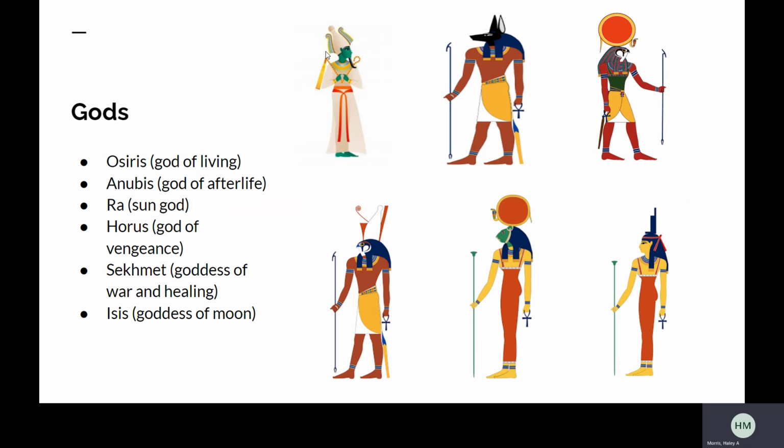Their gods, so they had many gods. These were a few of their gods that they would worship. Osiris was the god of living. Anubis was the god of afterlife. Ra was their sun god. Horus was the god of vengeance. Sekhmet was the goddess of war and healing. And Isis was the goddess of the moon. So these gods all served different purposes to the Egyptians, and they would worship their gods whenever they needed something that they felt that god was responsible for.